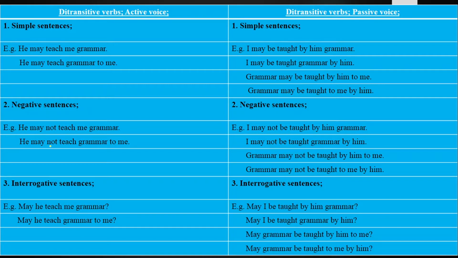Videos about grammar. Today we are going to discuss the modal auxiliary verbs may and might from active voice into passive voice, how you're going to change them in 4 ways. And you know that we can change them in 4 ways with the help of ditransitive verbs.